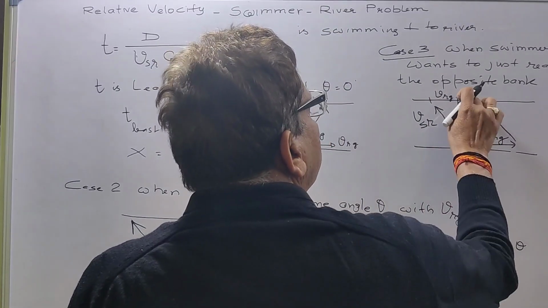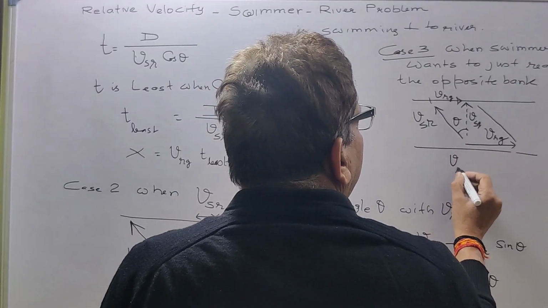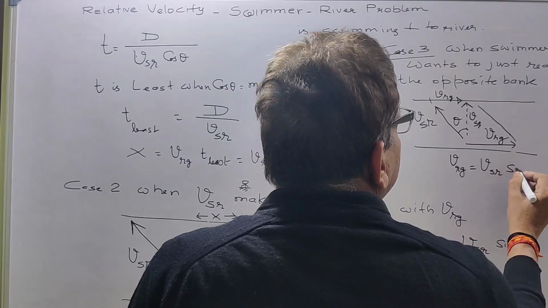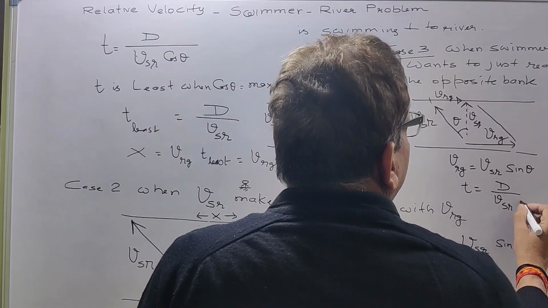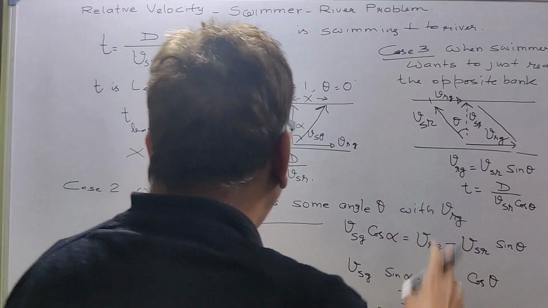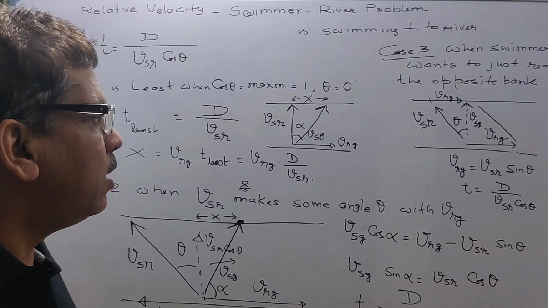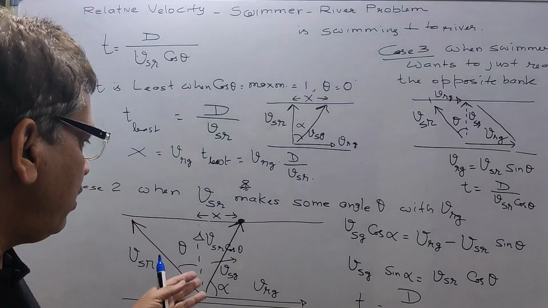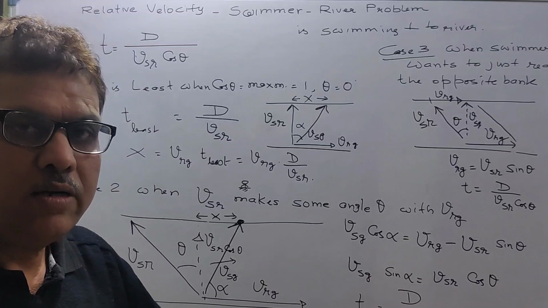So if you just want to reach opposite bank, VRG should balance the component of VSR. Now I can write VRG should be equal to VSR sin theta, and T will be equal to d divided by VSR cos theta. Sin theta can be obtained from this, and T can be decided. So these are the three situations we have seen. How to find out the time to cross the river, and how to find out where he will reach on the opposite bank. That displacement x can be written like this.